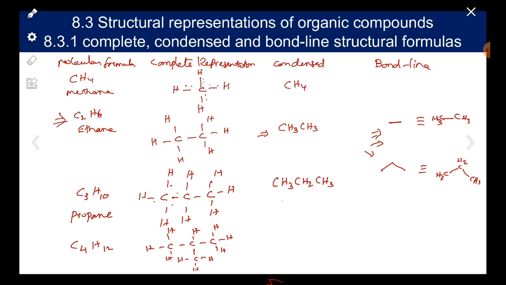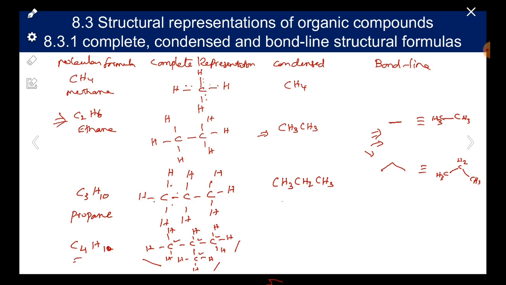So how many carbons are there? One, two, three, four. So four carbons are satisfied. How many hydrogens are there? Here is a 3, here is a 3, here is a 3. So 9 and then 10. So this is not a 12, this is a 10, right?